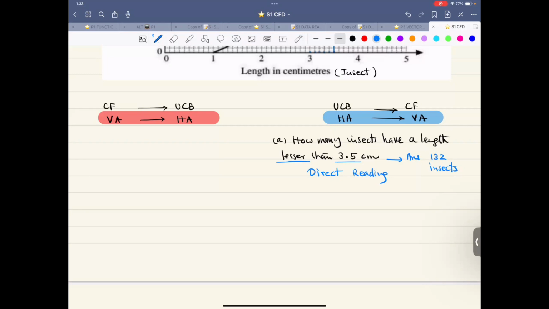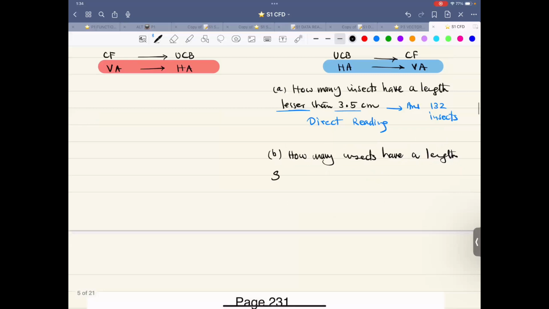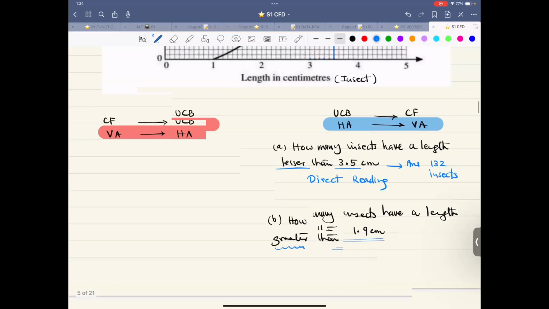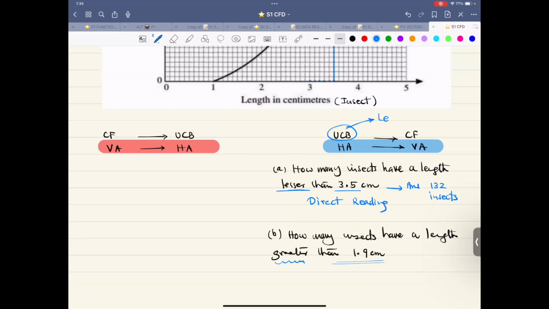Now, let's look at part B. If I say, how many insects have a length greater than 1.9 centimeters? Now it's asking for greater than. So now the focus is on greater than 1.9 centimeters. But it's based upon upper class boundary, so whatever we will get is based upon less than.